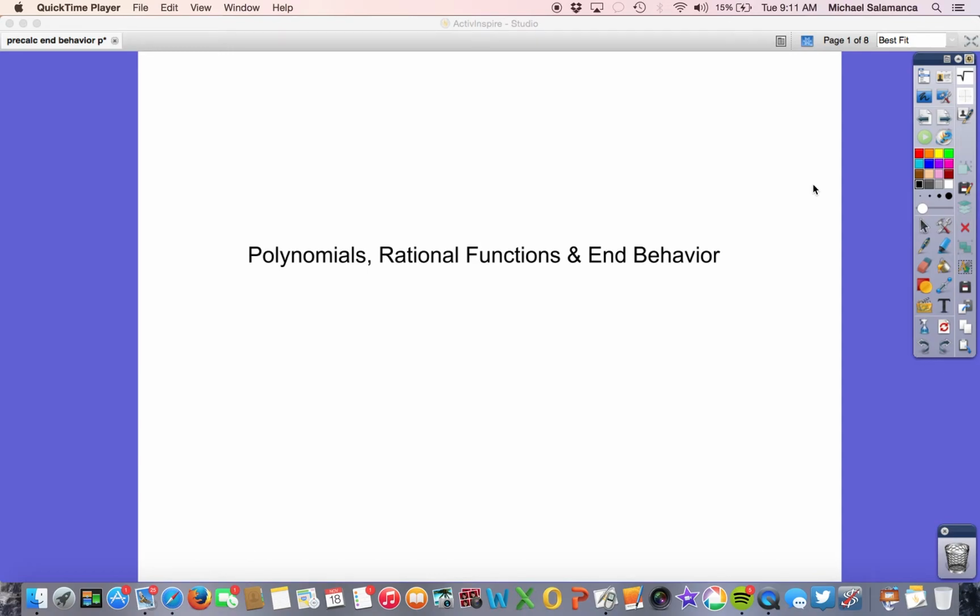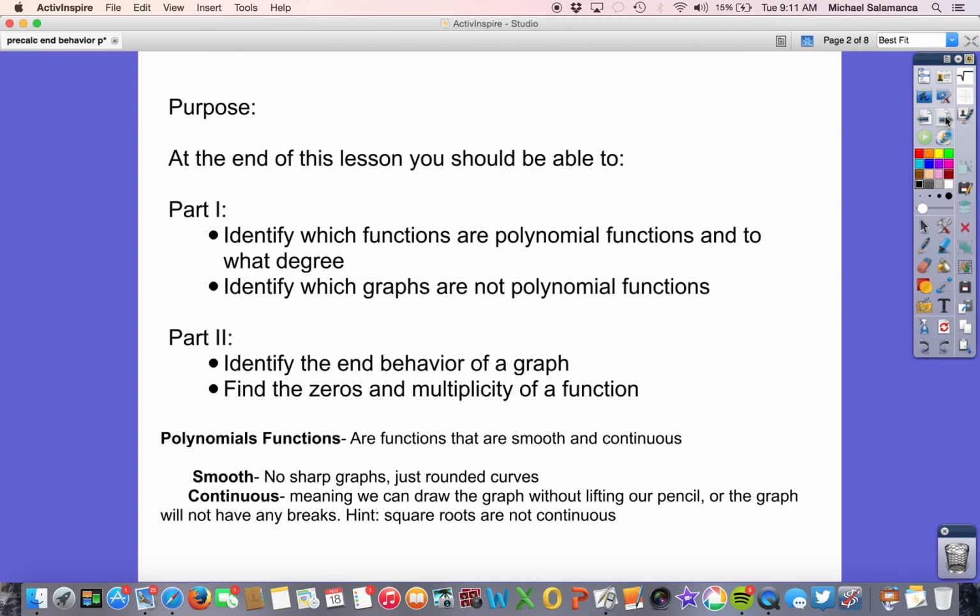In today's video, we're going to work on polynomials, rational functions, and end behavior. At the end of this lesson, you should be able to identify which functions are polynomial functions and to what degree, and then identify which graphs are not polynomial functions. That's part one. In part two of this video, you're going to identify the end behavior of a graph, find the zeros and multiplicity of a function.